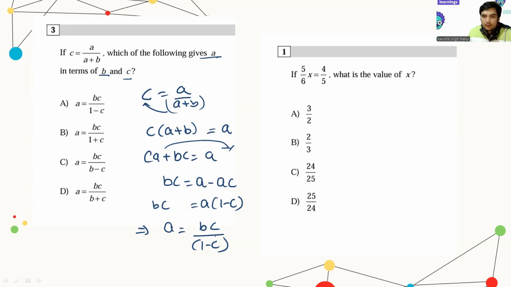That's it. Okay. 5 over 6 x, question number 1 here. 5 over 6 x is given to you as 4 over 5. Easily you can do this: 6 here, this 5 here. 5 was multiplied by x, so it will get divided. 6 was divided, so it will get multiplied. So x will be equal to 4 times 6 over 5 times 5. So it is 24 over 25.